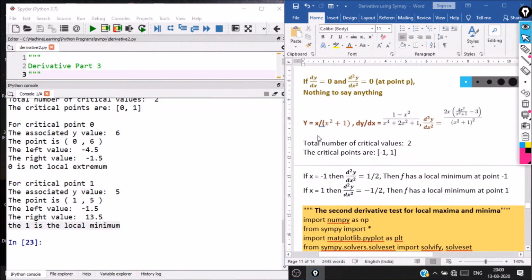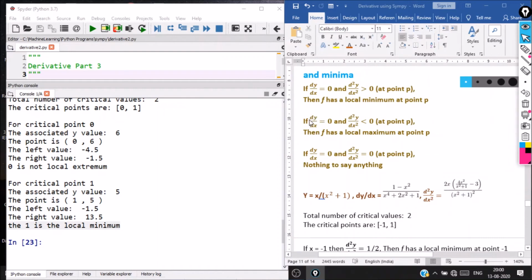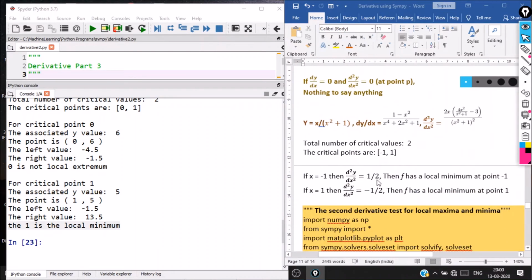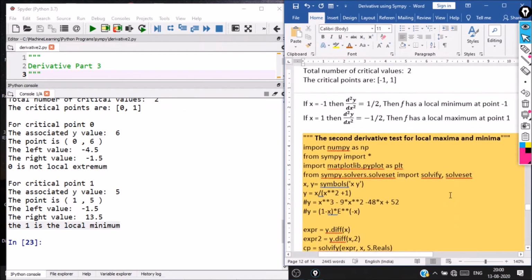Now we can see one simple example. y is equal to x by x square plus 1. This is dy dx, and this is d2y by dx square. The total number of critical points is 2: minus 1 and 1. If x is equal to minus 1, then d2y by dx square is 1 by 2. So if dy dx is equal to 0 and d2y by dx square is greater than 0, then it is a local minimum. But if x is equal to 1, then d2y by dx square is minus 1 by 2, so f has a local maximum at point 1. Are you getting this one?